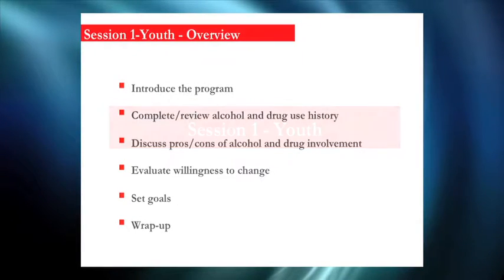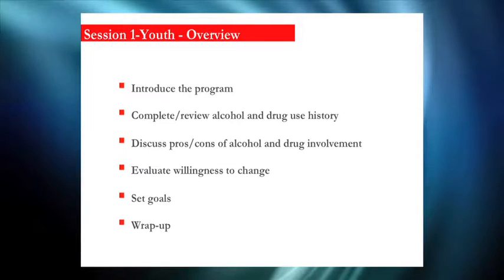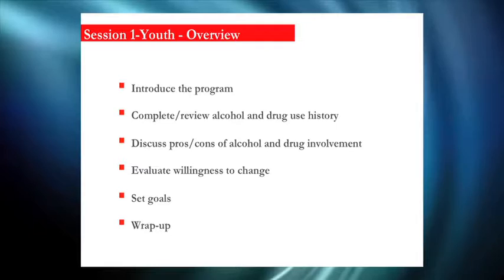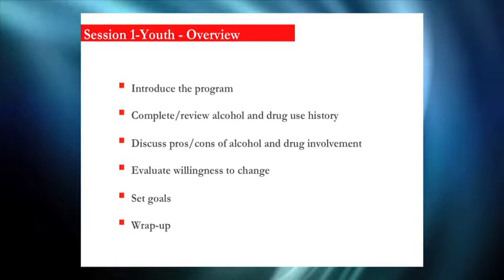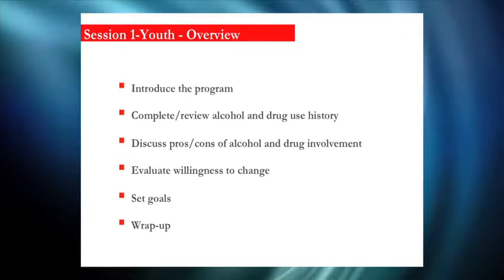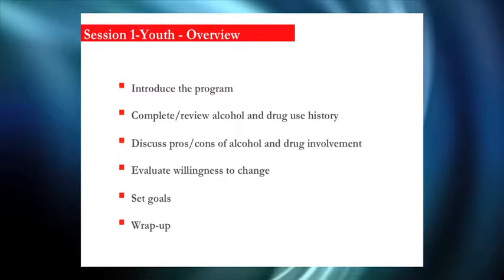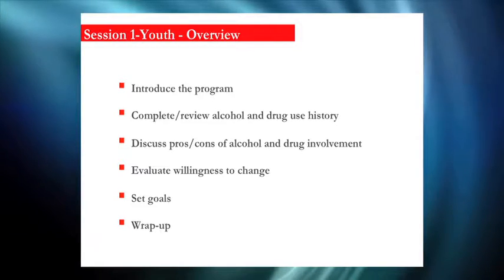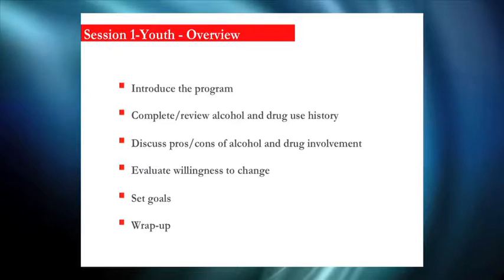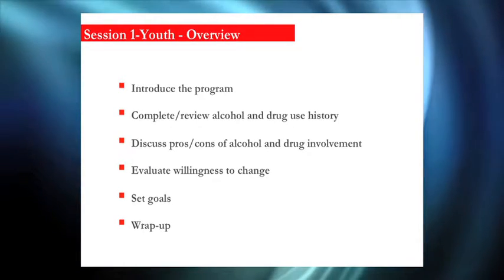This is, roughly speaking, what happens. You're introducing the program. You're either completing or reviewing the alcohol drug use history, as well as some motivational problem recognition attitudes. There's the pros and cons exercise or decisional balance. It's called either one, decisional balance or pros and cons. And then there's the getting a temperature reading of their willingness to change, setting goals, and then a wrap-up including a review of the homework assignments.